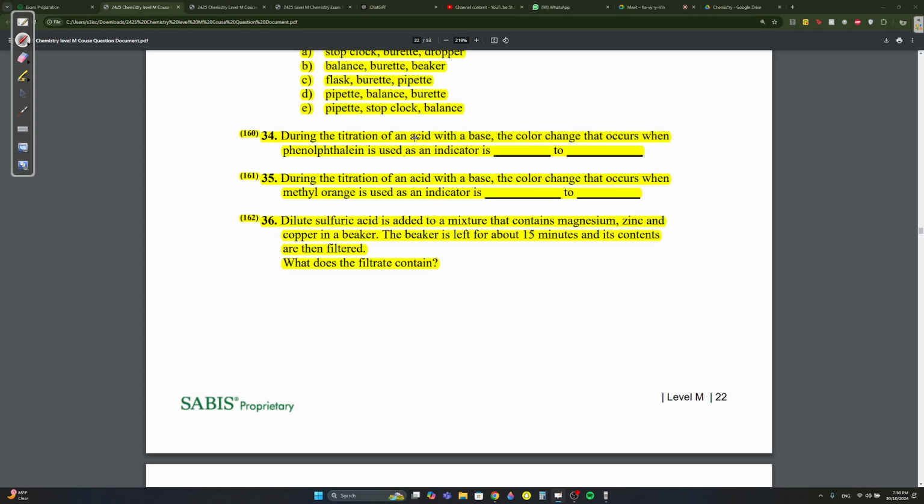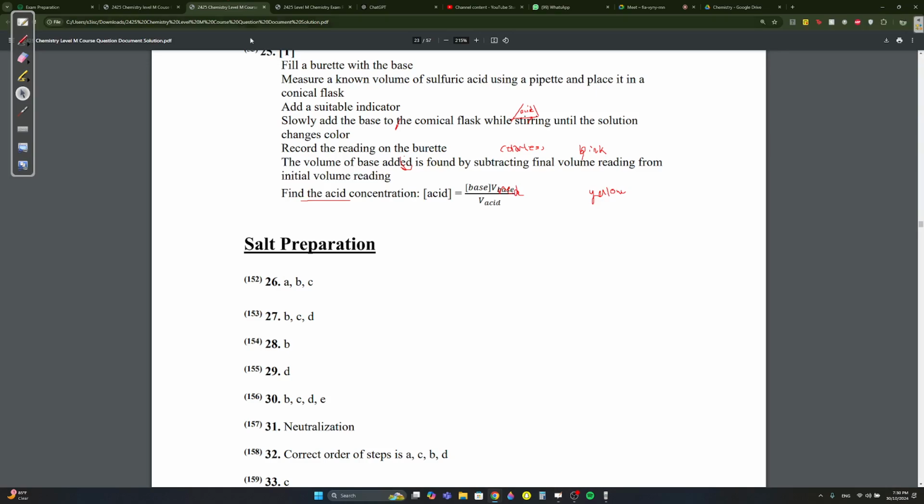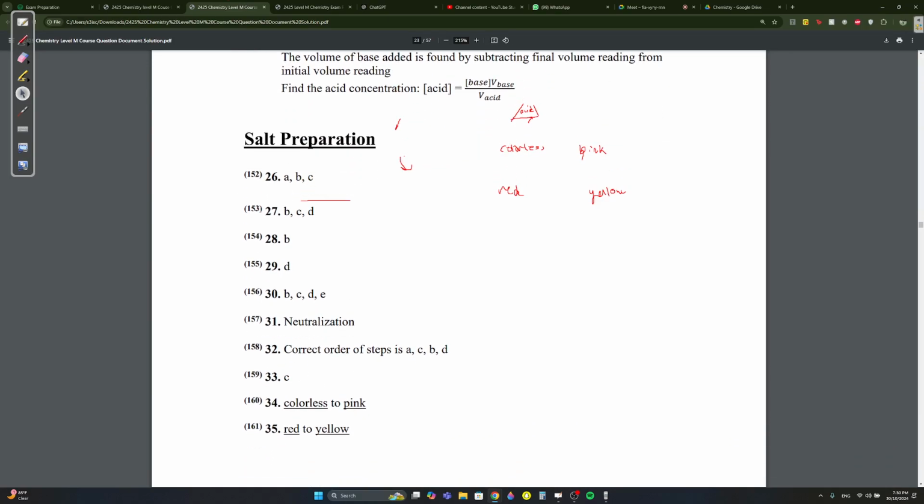During the titration of an acid with a base, the color change when phenolphthalein is used as an indicator. Titration of an acid with a base. When we say titration of an acid, that means the acid is down. The thing being titrated is the thing that's down. So it's changing from acidic to basic. Acidic phenolphthalein is colorless, and basic phenolphthalein is pink. Titration of acid with base, we need methyl orange. Acid is red. Base with methyl orange is going to be yellow. So let me see 34. First pink, red to yellow.